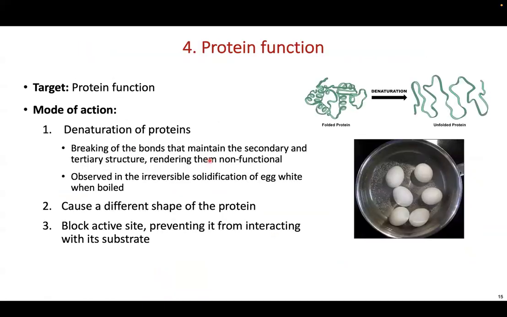So let's pick the next one, which is targeting protein functions. So as we've seen, the mode of action is basically to denature the protein. So what they do is they basically break the protein-protein bonds. Instead of having a folded protein, you end up having an unfolded protein. And this one you can clearly see it.